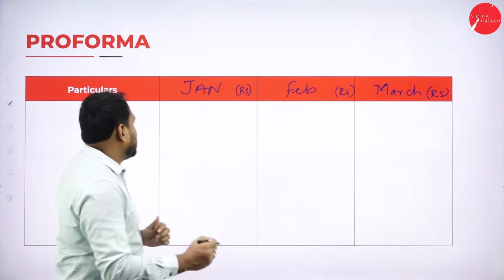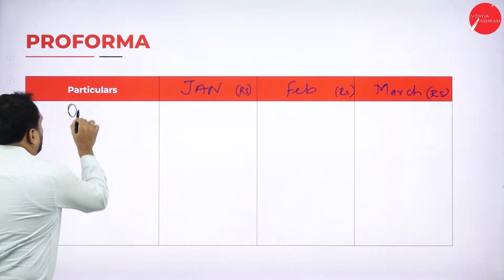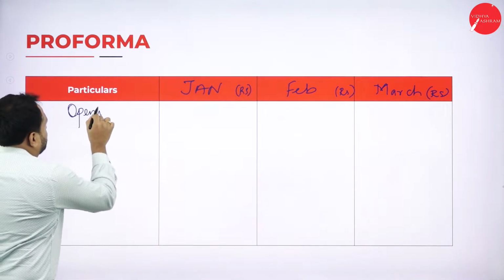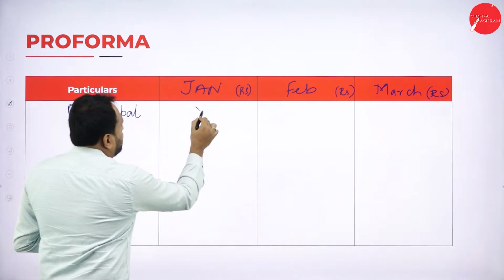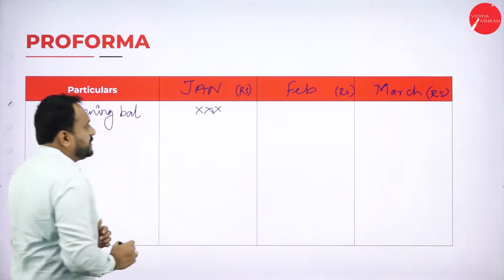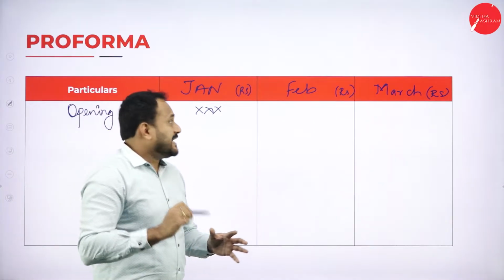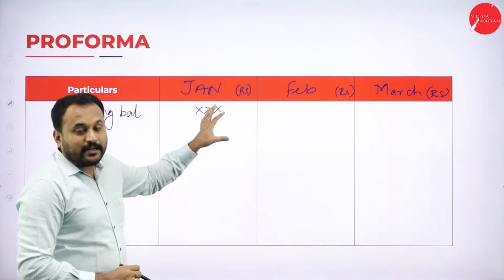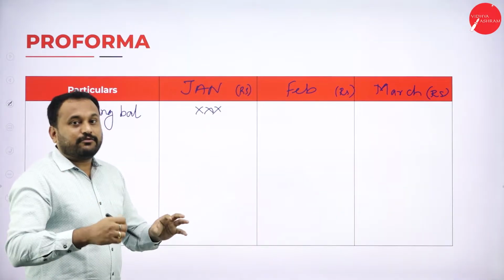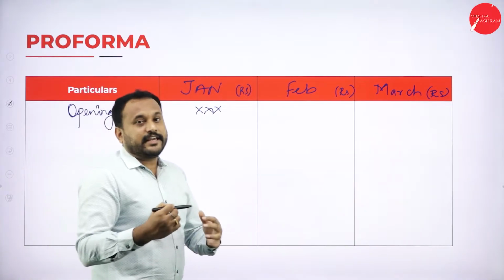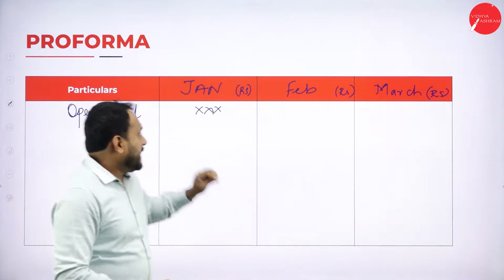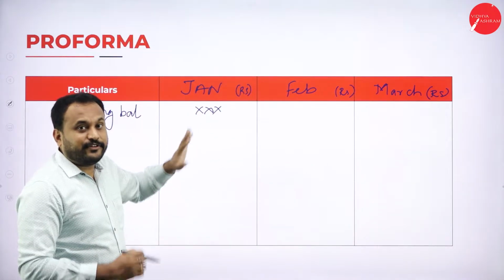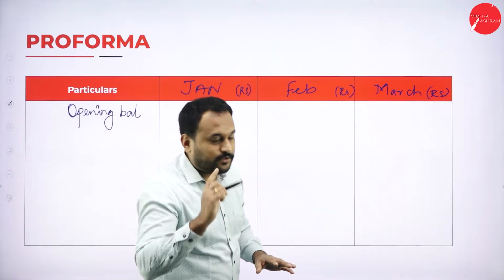The first thing when we start is, we always start from opening balance. What is it? Opening balance. Now, this opening balance will be given in the question paper itself. Say for example, I need to prepare from Jan. That means on Jan, what will be the cash? It will be written in the question paper itself. You are supposed to just take that amount and put it here. So that is the first entry which you are supposed to do.